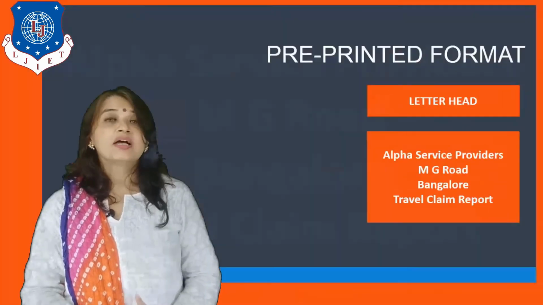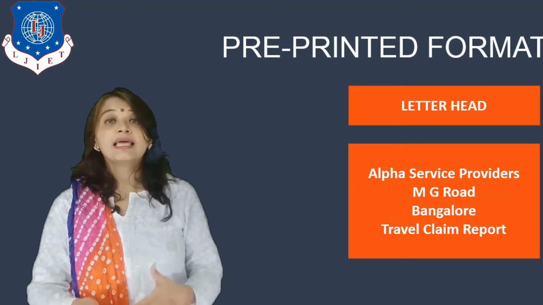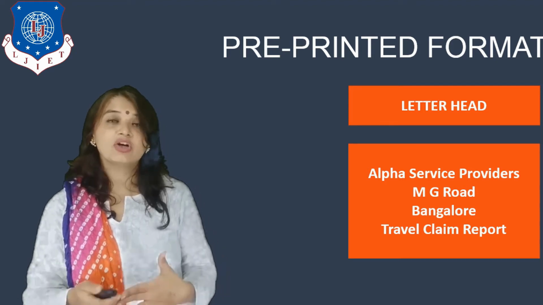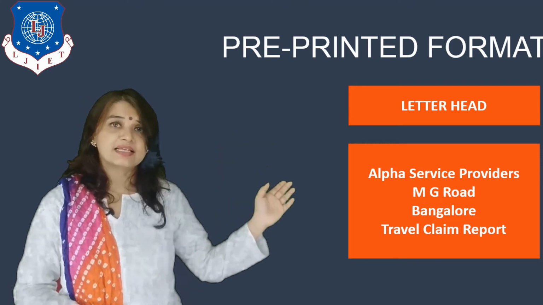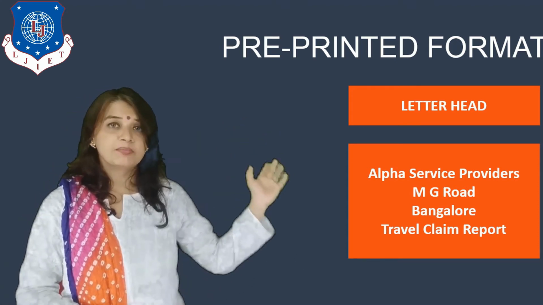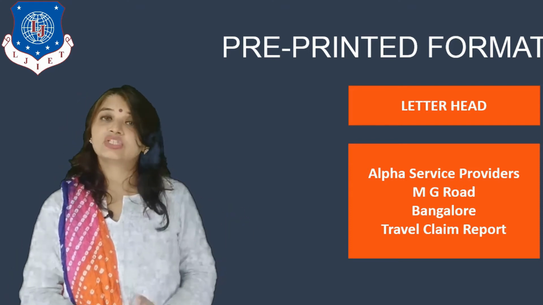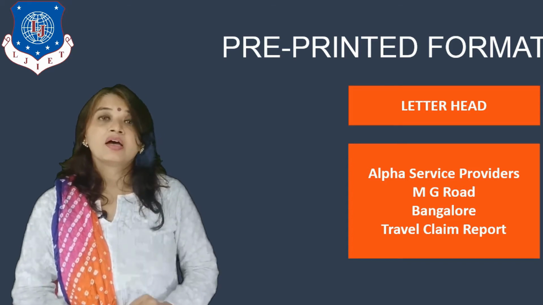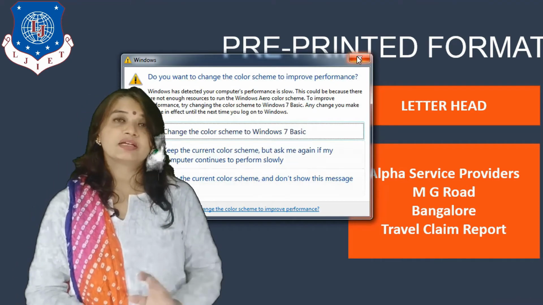So first of all, we will see the letterhead. Now a letterhead or a heading is the address and all contact details of the company or the organization where the report is written. So here, as an example, we have taken the name of Alpha Service Providers, MG Road, Bangalore. Now the letterhead is usually centrally justified or it can be justified to the left margin. Now here the heading of the report is also written, which is travel claim report.